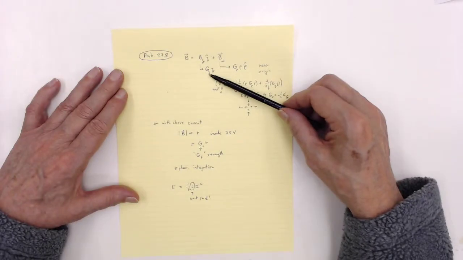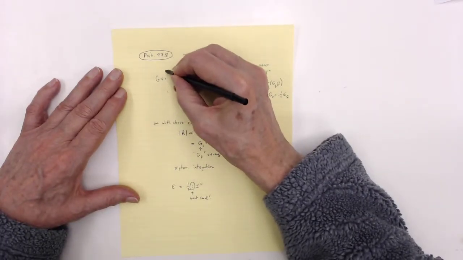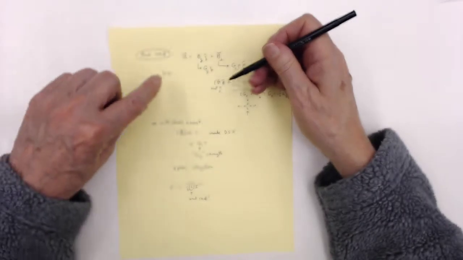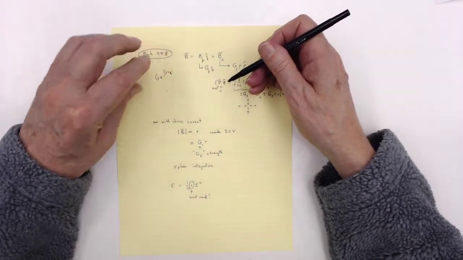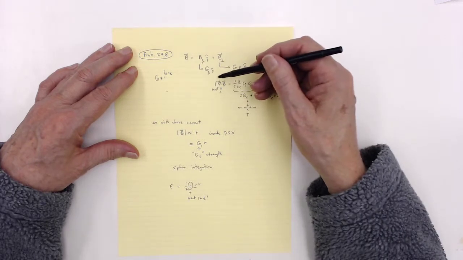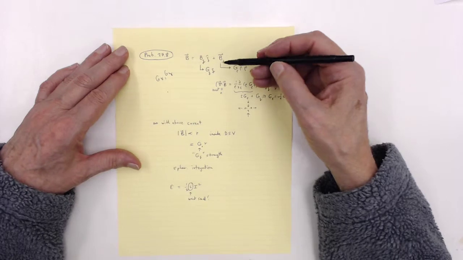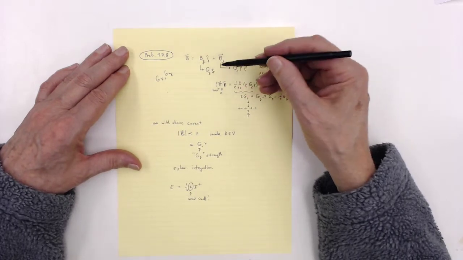Well, I've got a gradient in the z, and remember this, that whenever we're talking about Gx and Gy, those are always the gradients in the z direction. We're always only interested in the z component of the gradient coil, or of anything, in terms of the B0 and the gradient.